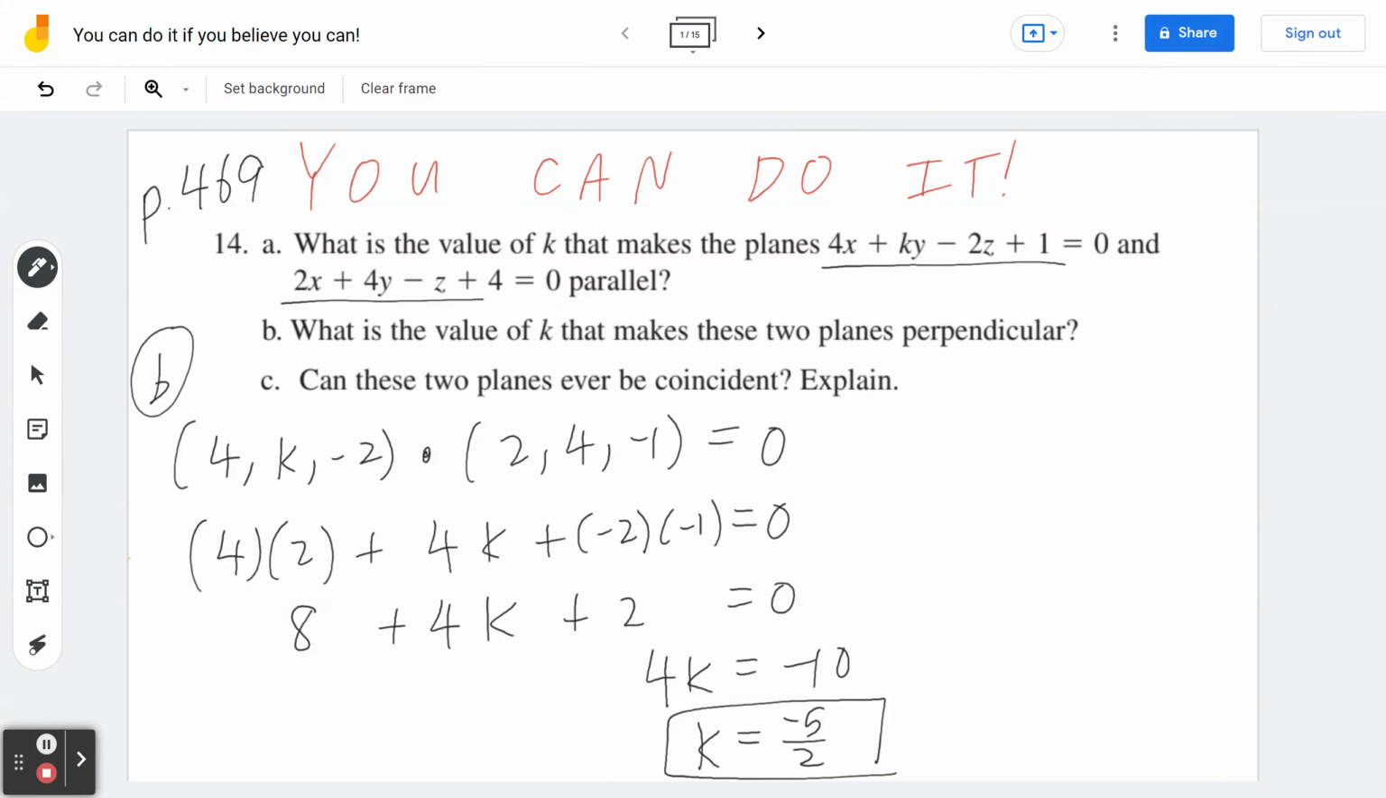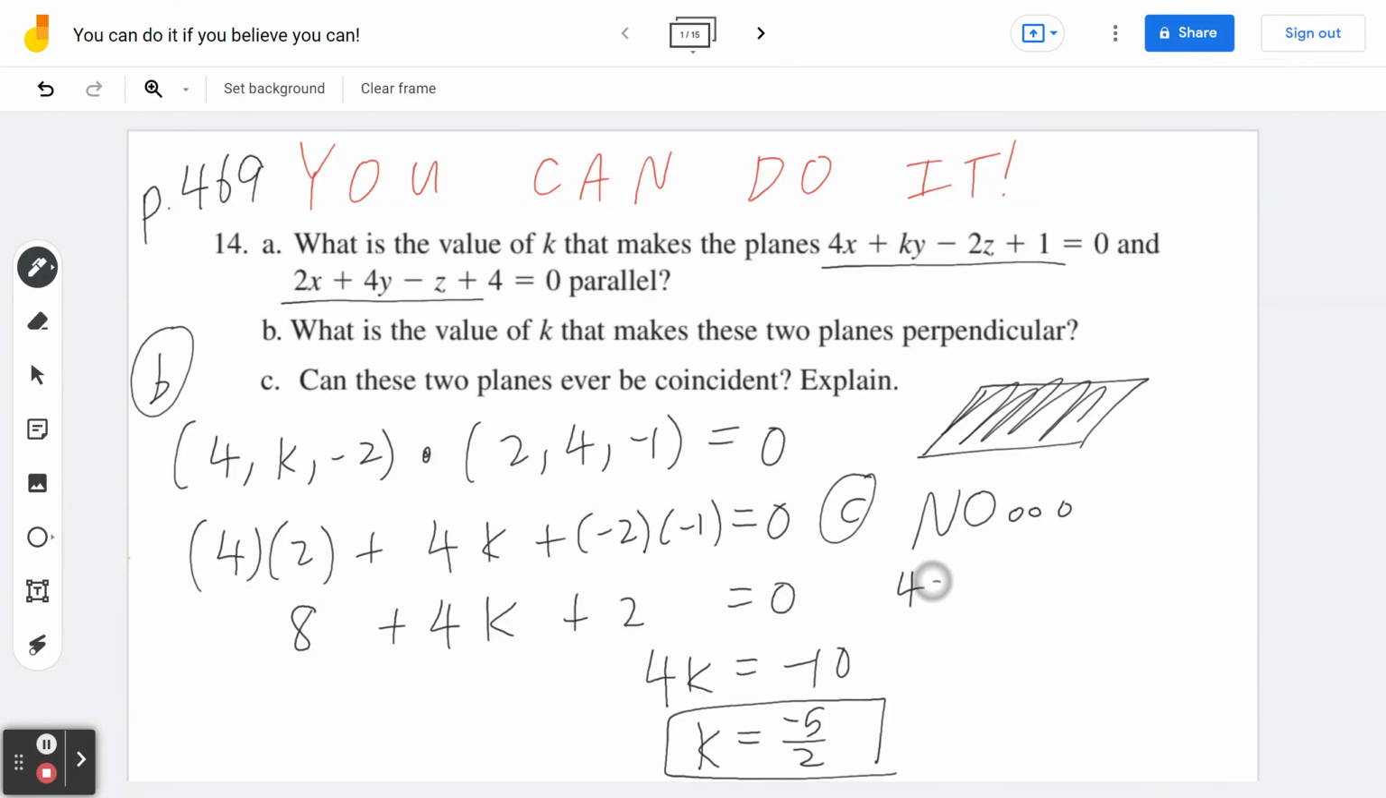Part C: can these two planes ever be coincidental? Explain. Coincidental means you have two identical planes. And the general answer is going to be no. But here's the reason why. For them to be the same plane, the entire plane must be a scalar multiple of one another.